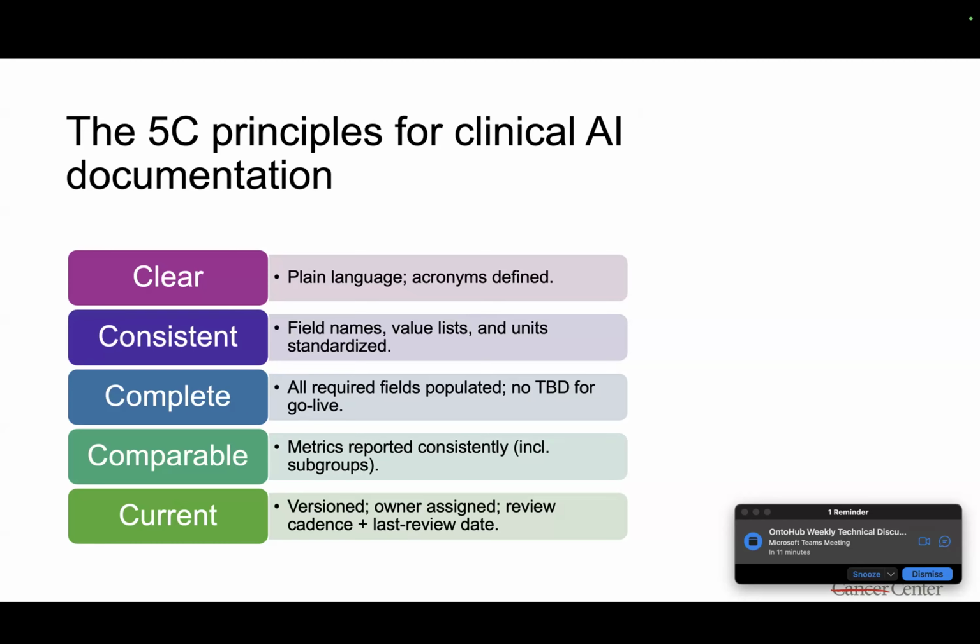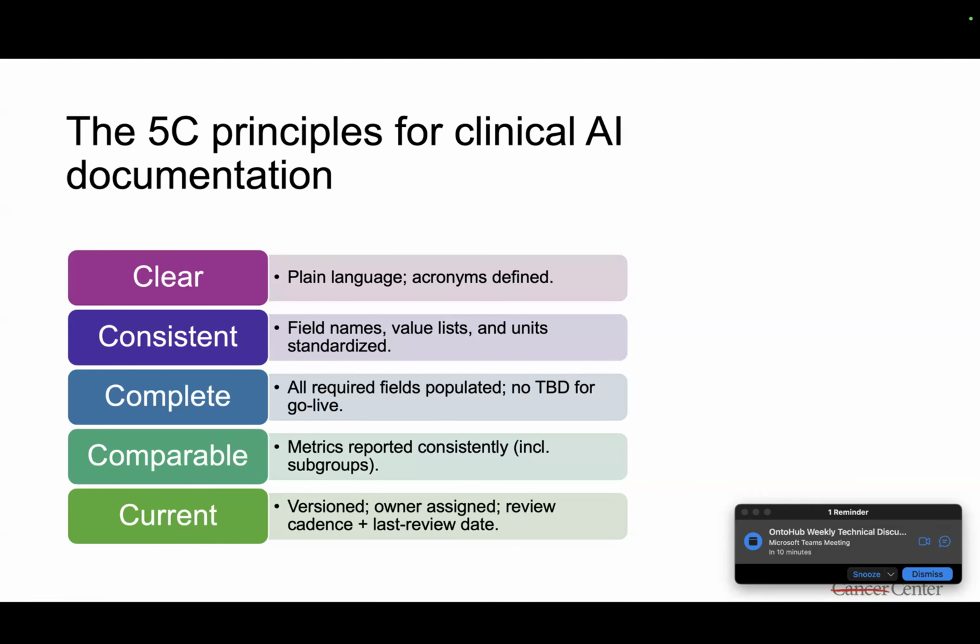It needs to be clear, consistent in the field naming and standardization, and complete, so nothing like "to be determined." It should be present at the moment the model goes live, and it needs to be comparable and current. There should be information about the versioning of the model.